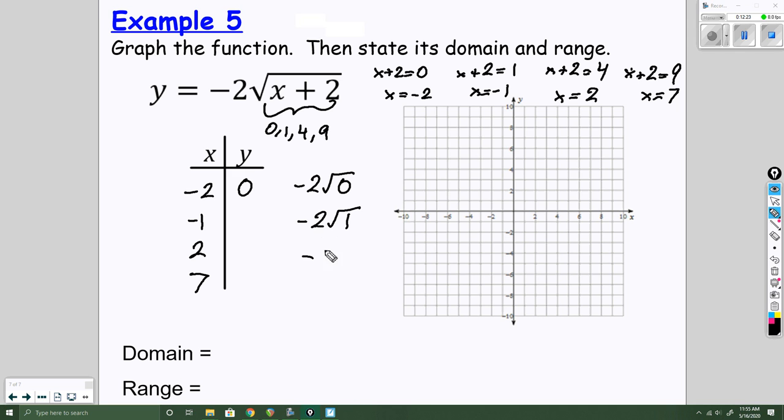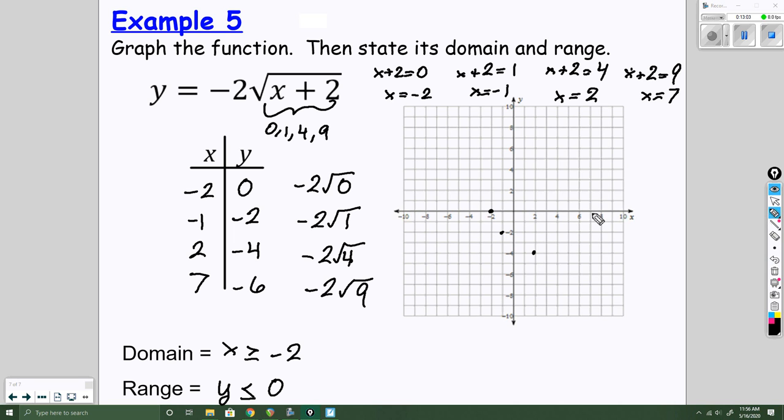And then for the others, it's just going to be -2 times the square root of 1, 4, and then 9. All right, so that's -2 times 1, which is -2. -2 times 2 is -4. -2 times 3, -6. All right, so the domain is x is greater than or equal to -2, and the range is y is less than or equal to 0. All right, so now let's plot those points. -2, 0, -1, -2, 2, -4, and then 7, -6.